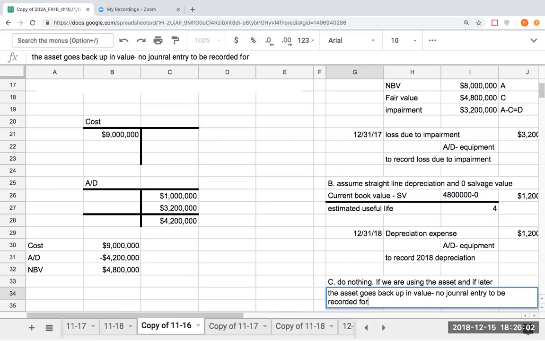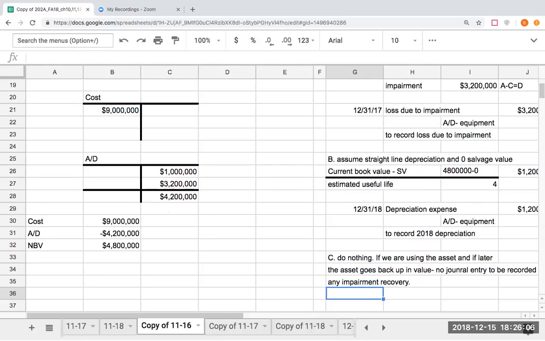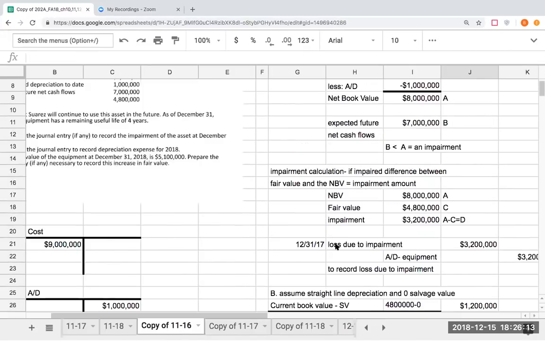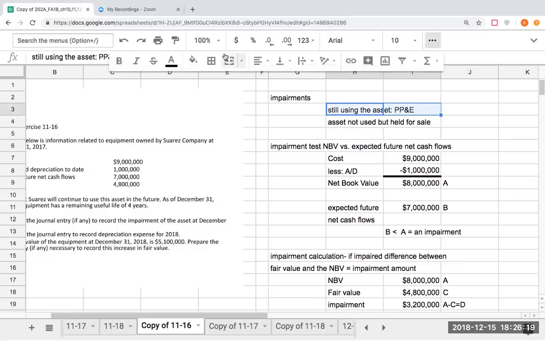for any impairment recovery. So that's a very, very important distinction between this and the next example that we're going to be looking at. So again, this is the type of impairment if we are still using the property, plant, and equipment. So again, a very important distinction.